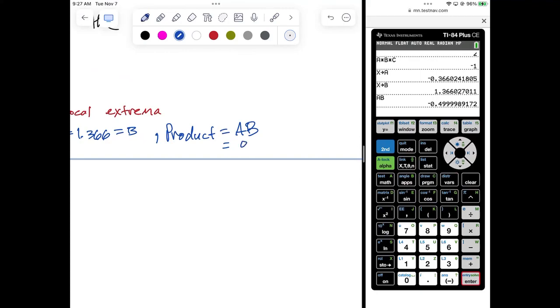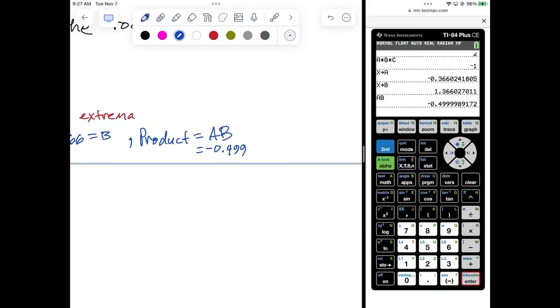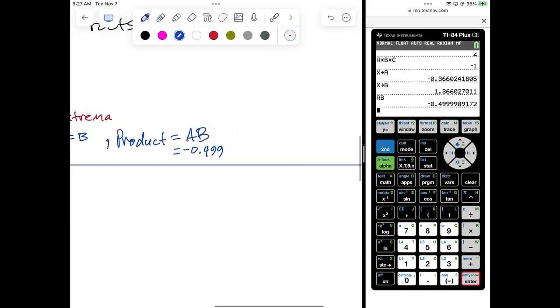Now, what would the answer be? It would be negative 0.499 if you truncate. Or what would it be if you round? Negative 0.500. Would you need those two trailing zeros? You absolutely would, because it's not a terminating decimal.